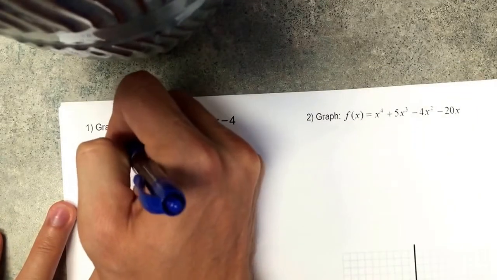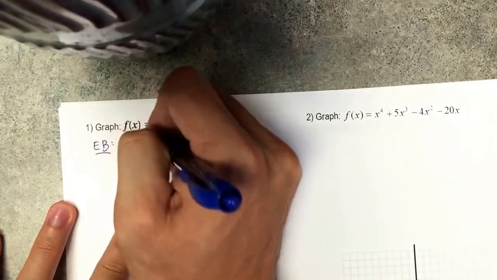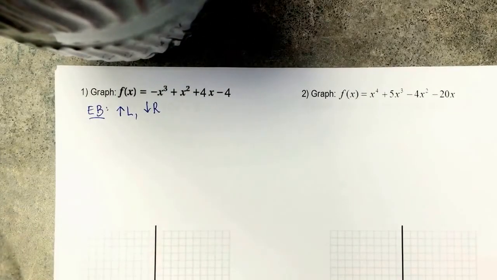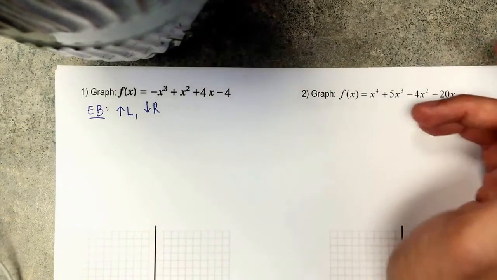We're going to go up on the left and down on the right. That's all you need to show me for end behavior. We're going to rise on the left and we're going to fall on the right. The next thing you're going to do is find the zeros of the function.